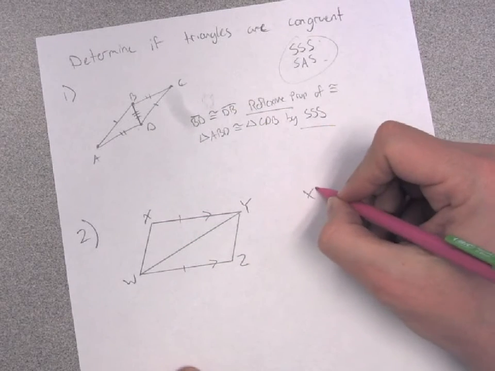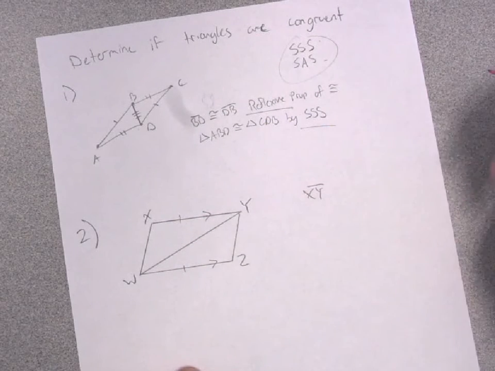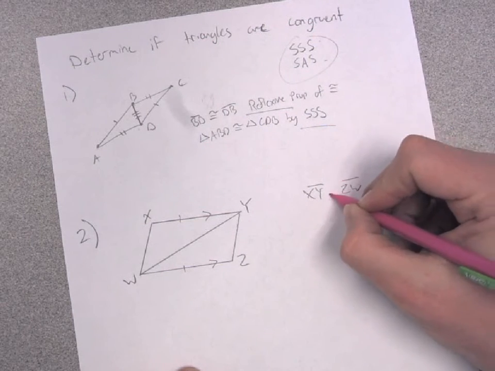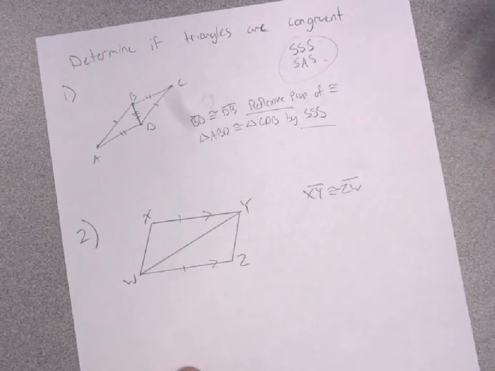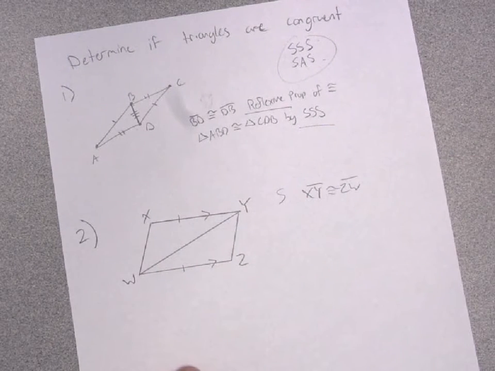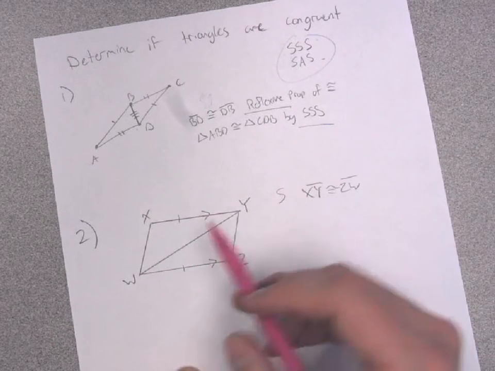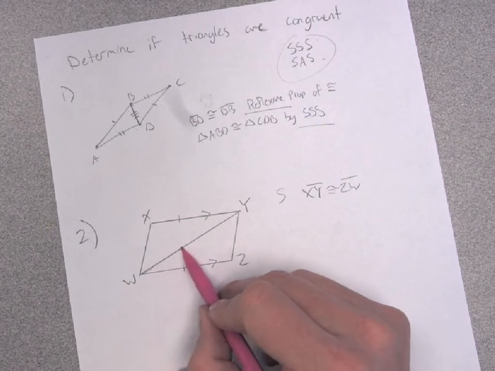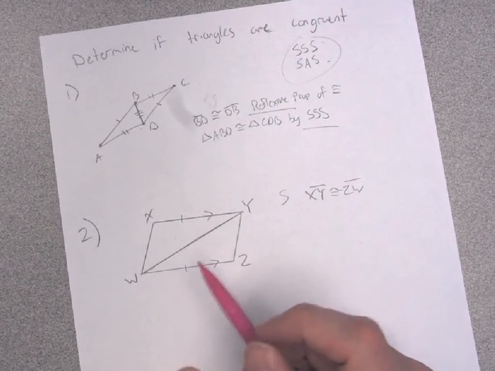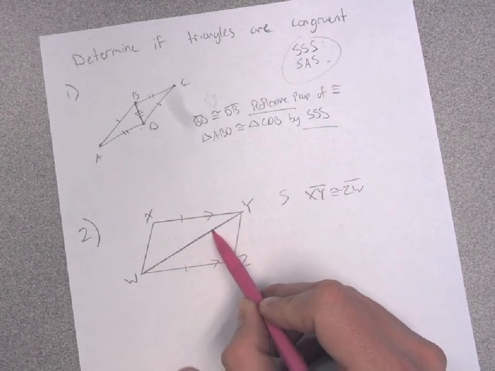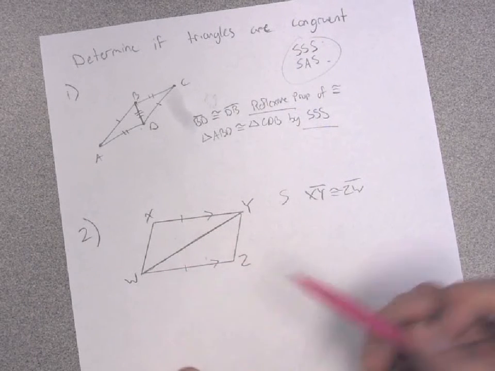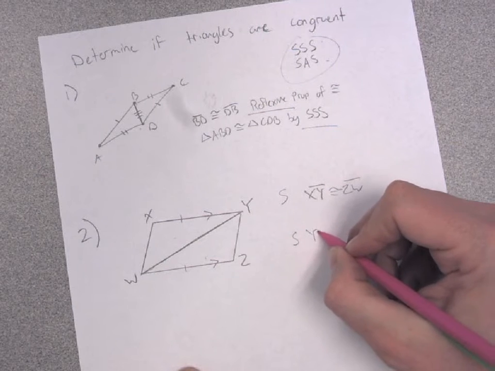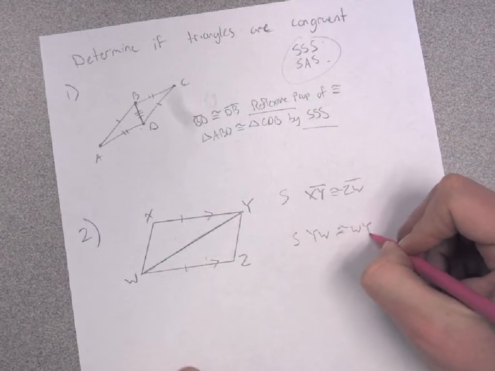So we can say, look, XY is congruent to ZW. We have that side congruent. So there's at least one side. What else do we have? Well, notice that in the top triangle and the bottom triangle, they both use this side, I guess it's not the hypotenuse, but this side right here is used in both triangles, and that side's congruent to itself. So I would say something like YW congruent to WY.